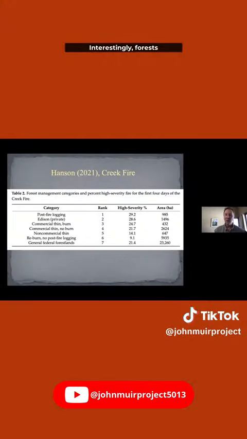Interestingly, forests that had previous mixed severity wildfires and no post-fire logging, when they reburned in the Creek Fire, actually had the lowest fire severity of any categories that I looked at, which is really contrary to what the Forest Service has been telling the public for years. And they've been telling the public, if a fire burns, that it's going to burn more severely in the future if you don't remove a bunch of snags through post-fire logging. And that's not what I found here at all. I found quite the opposite.